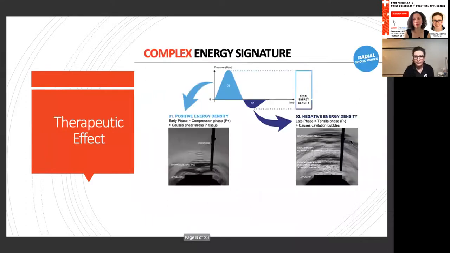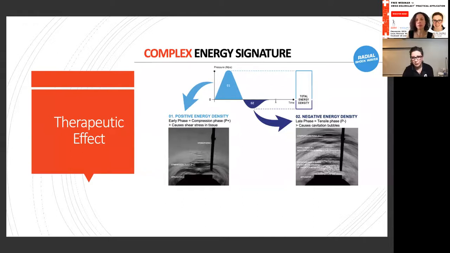We talk about our complex energy signature. For those of you that maybe heard my previous presentation, I talked about this a fair bit because this is what makes the difference between a shockwave machine that's very effective and a shockwave machine that's not effective. This is our shockwave here, the positive pressure, positive energy density that we can see in the lighter blue. If we don't have a big, strong shockwave that happens here, we don't get this negative effect in the darker blue here. This is our total energy density that we can see.